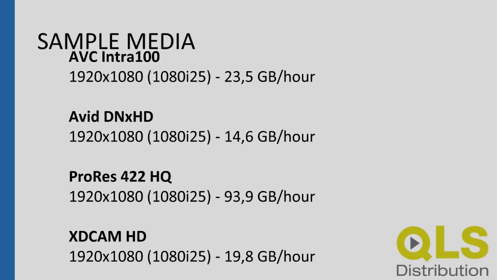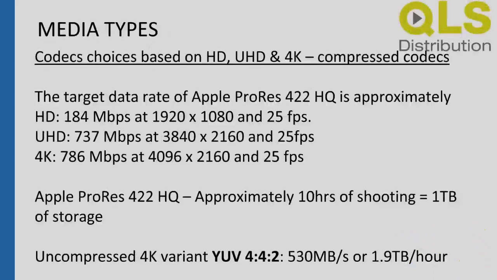What I'm trying to demonstrate here is, depending on the camera or format you use, this gives you an indication of how many gigabits of data per hour will be stored on your storage. So if we talk about AVC-Intra, we are talking about 23.5 gig, Avid DNxHD, we're talking about 14.6, ProRes 422 HQ, roughly 94, and XDCAM, about 20.